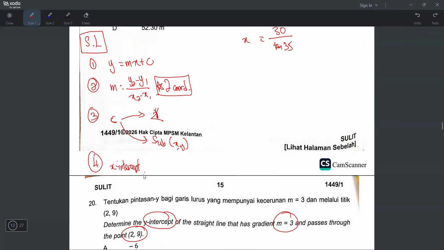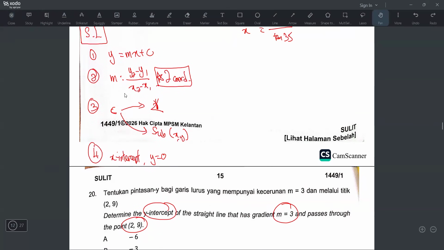Okay. And then number 4 is sometimes they will ask for x-intercept. Sometimes they ask for x-intercept. Kalau dia tanya ni, just ganti y equal to 0. Kalau dia tanya lah. Okay, so basically these are the things you need to know.